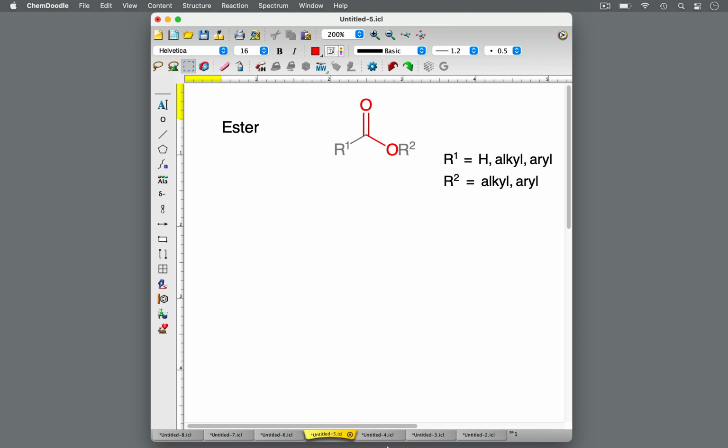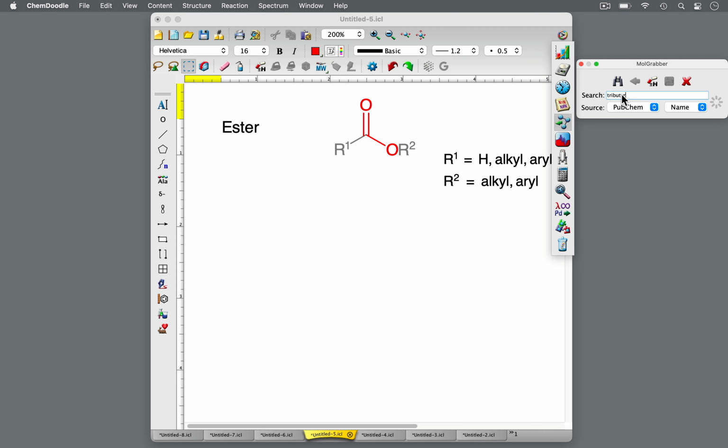A derivative of carboxylic acids is esters. An ester is similar to a carboxylic acid. It has the CO carbonyl functional group. However, instead of an OH hydroxyl group, it's an OR alkoxy group, where the oxygen is bonded to an R2 alkyl or aryl group. R2 cannot be a hydrogen atom, as that would turn the ester functional group into a carboxylic acid. R1 can be a hydrogen atom, an alkyl group, or an aryl group.